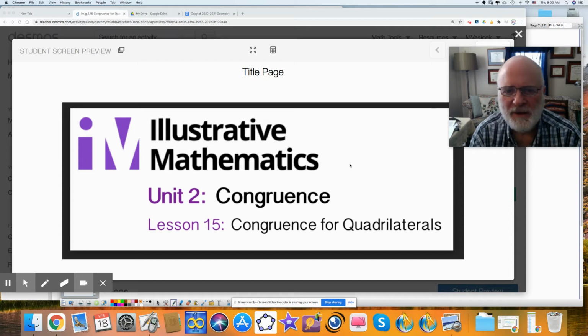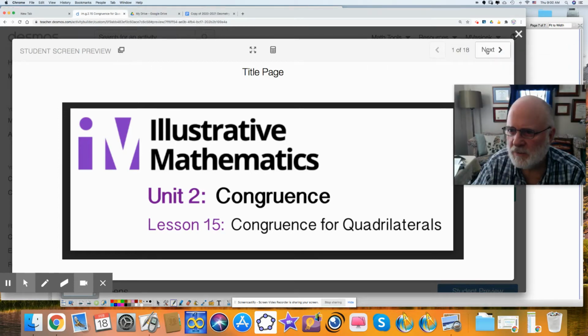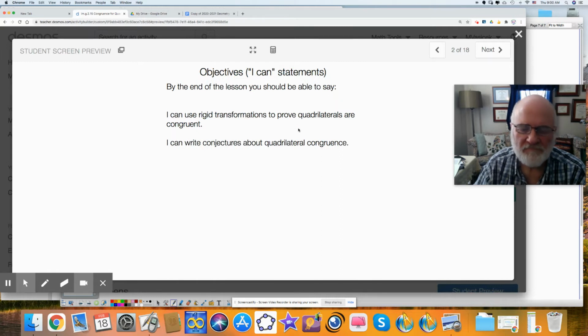Hi, I'm Mr. V, and today we're talking about Illustrative Mathematics, Unit 2, Congruence, and this is the last lesson from this unit, which is called Congruence for Quadrilaterals. By the end of the lesson, you should be able to say, I can use rigid transformations to prove quadrilaterals are congruent. I can write conjectures about quadrilateral congruence.